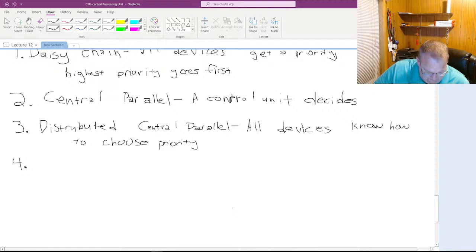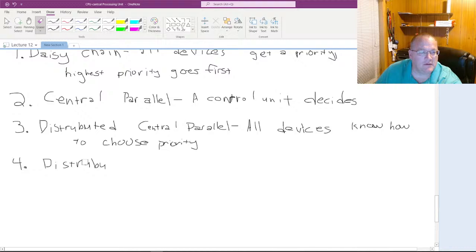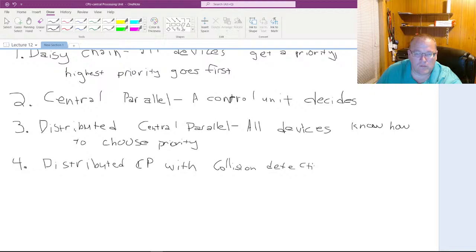And then the last one is distributed central processing unit, CP, with collision detection. And there's lots of different ways to do this too. This will be able to decide if there's a collision, or two people are talking at the same time. And when that happens, the strategy is allowed to figure that out. Okay.